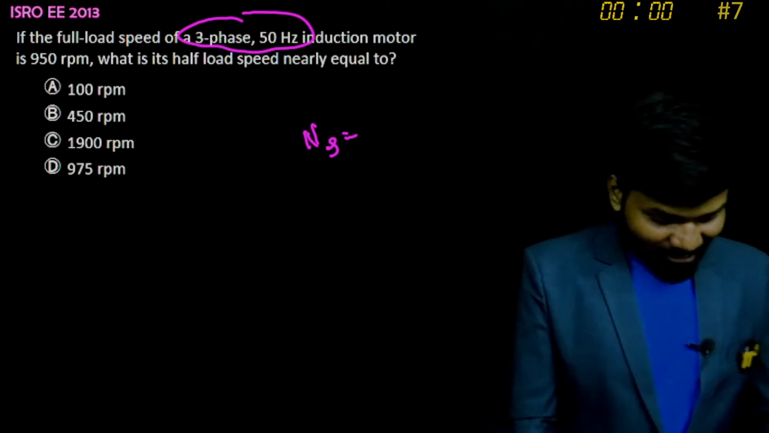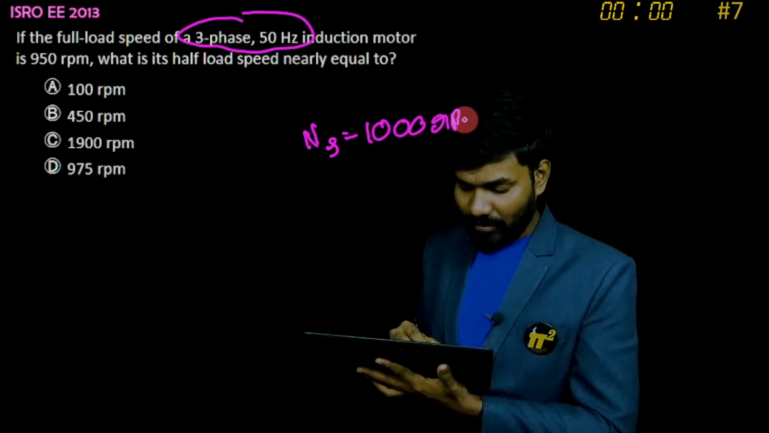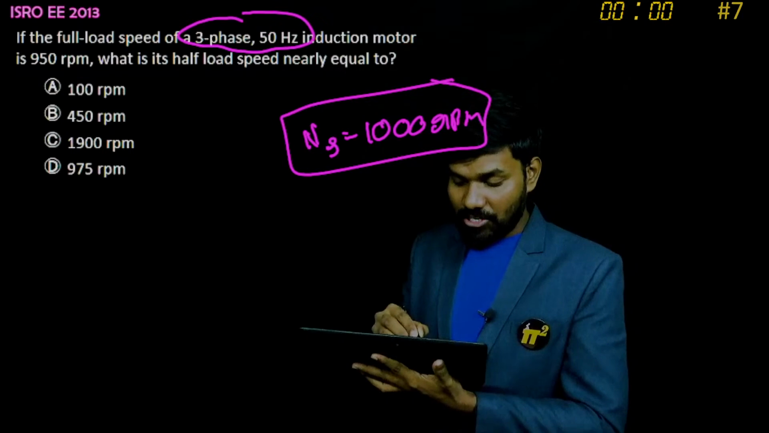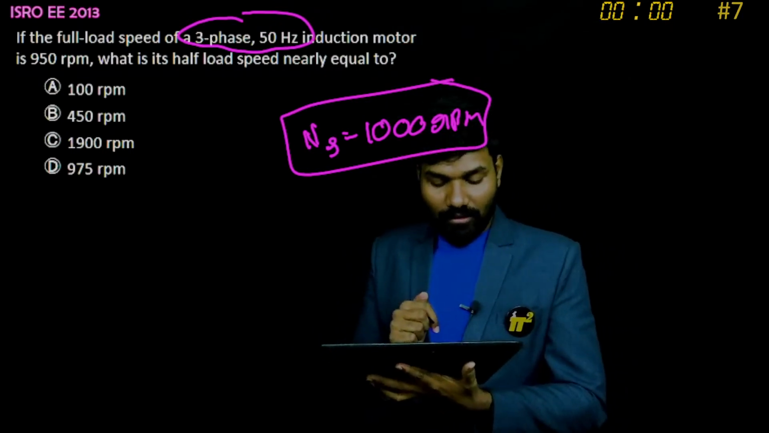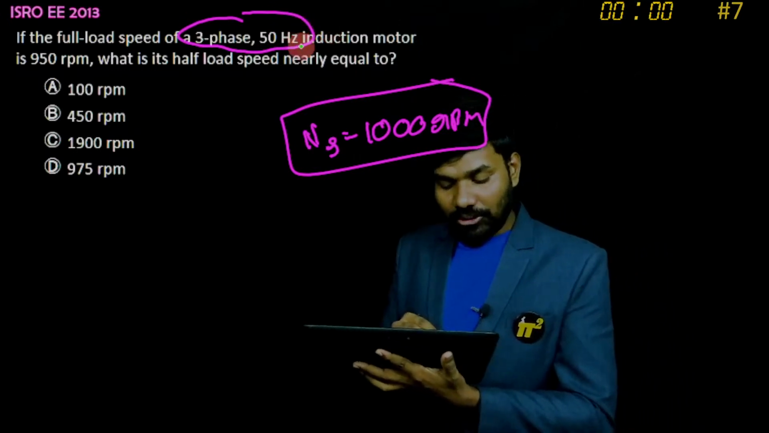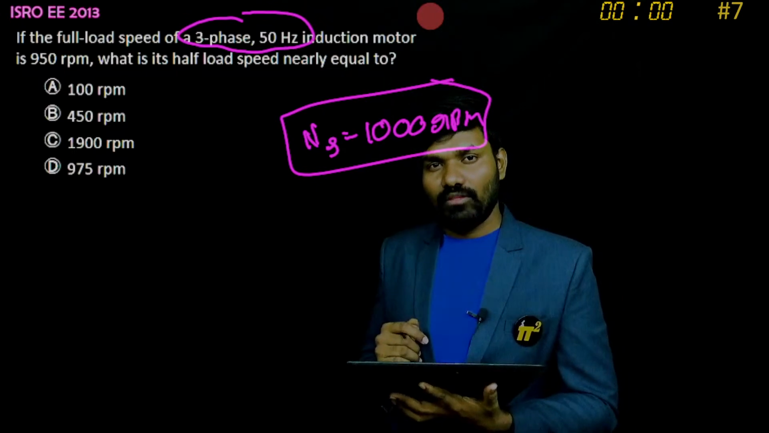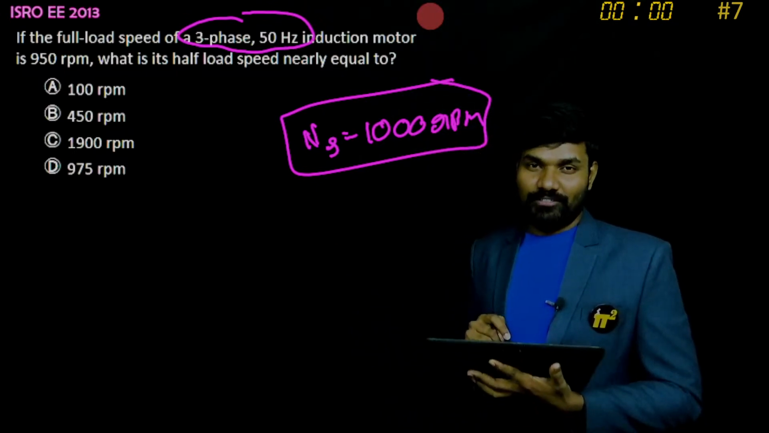Okay. Answer is 1000 RPM. Why am I saying 1000 RPM? Careful here. One interesting point I would like to make. Always, an induction motor will run less than synchronous speed, but close to synchronous speed.